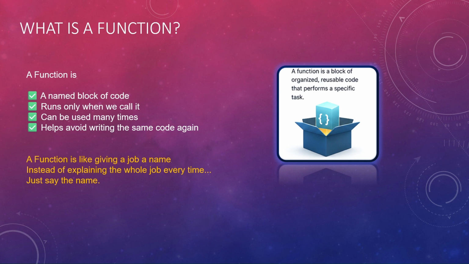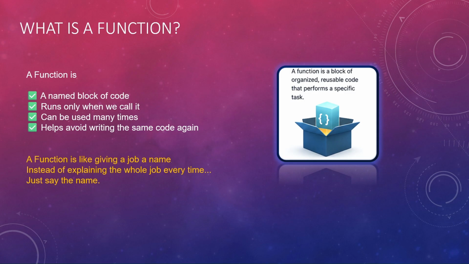So now, earlier we have seen how we can write Python statements in a procedural way, which are executed one after the other, right? Now here we are talking about functions, which is a block of organized code, and this code can be reused again and again. Okay, so for example, a function is like giving a job a name. There are multiple statements and we give a name to the job, and every time we want all those statements executed, we just call the job name.